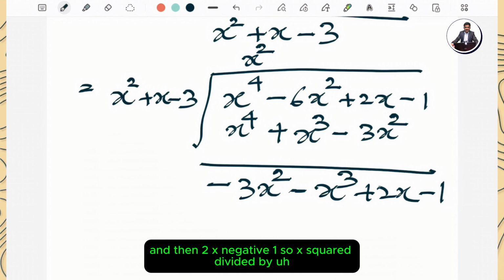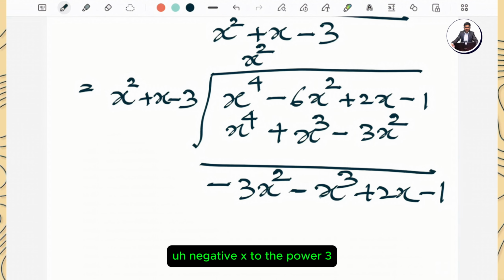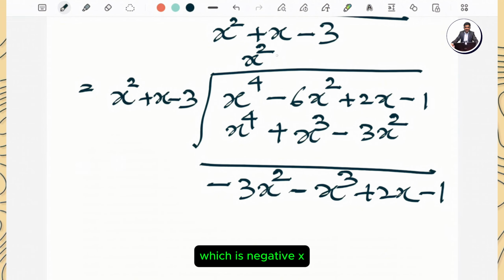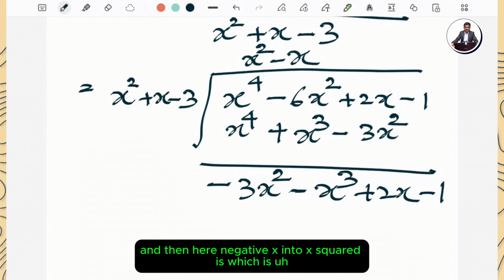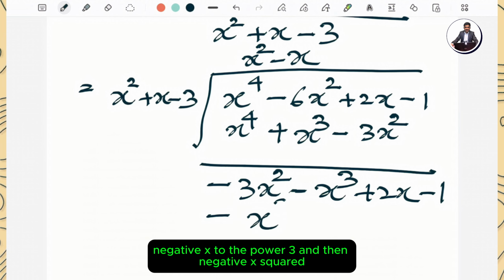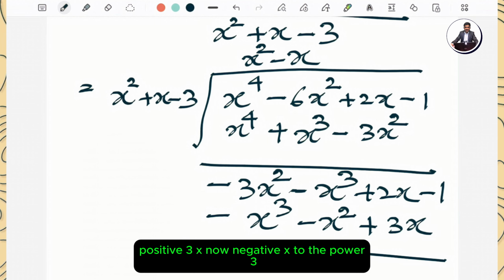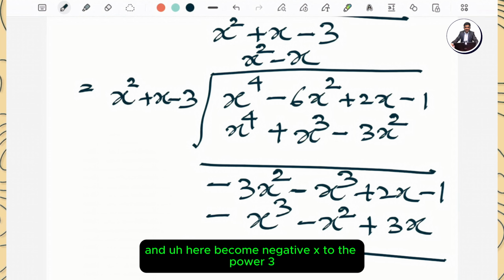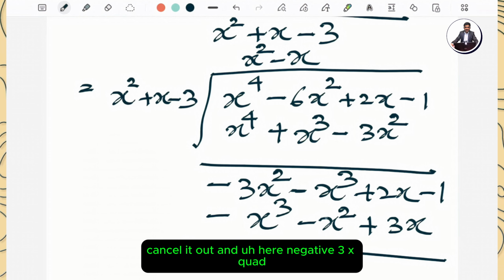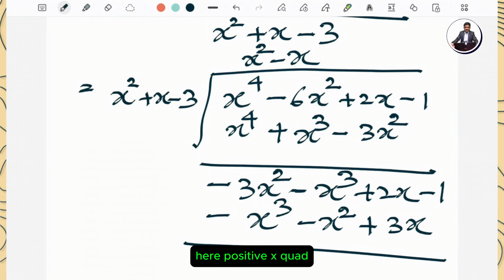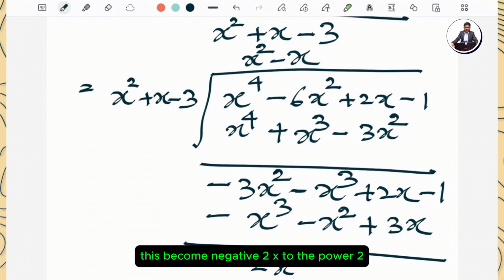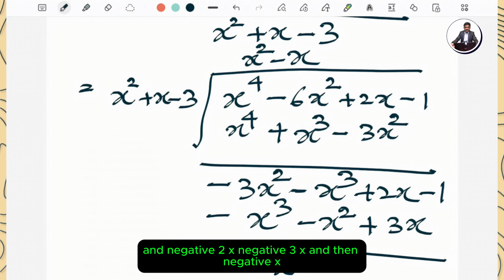So negative x to the power 3 divided by x squared is negative x, and then negative x times x squared is negative x to the power 3, and then negative x squared, positive 3x. Now negative x to the power 3 and negative x to the power 3 cancel out, and here negative 3x squared and positive x squared become negative 2x to the power 2, and negative 2x, negative 3x, and then negative x and negative 1.